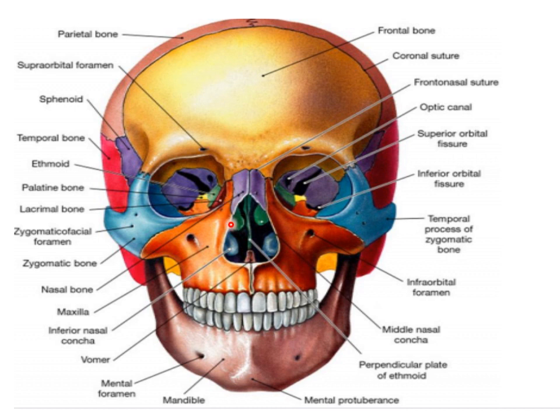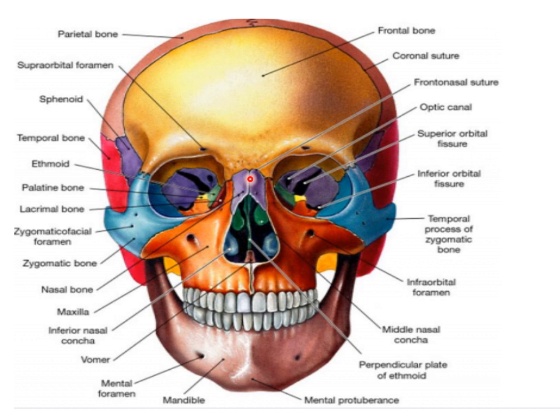So we see here the right and left nasal bones, lying just above the nasal aperture. There is a midline suture in between the two nasal bones. This is known as the internasal suture. Okay, this suture is known as the internasal suture.